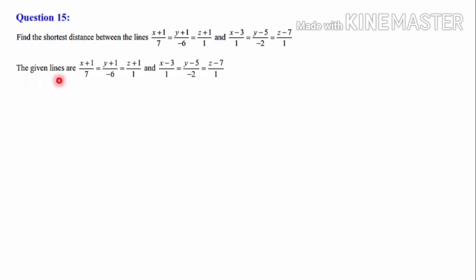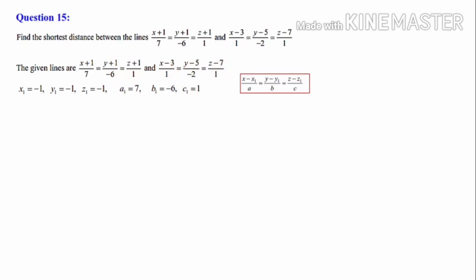So the given equations we have written, then compare them with the general form (x minus x1) by a equal to (y minus y1) by b equal to (z minus z1) by c. Then we have to write x1, y1 and z1. When you compare, here there is a plus sign, but in the general form there is a minus sign. So you have to split it, x minus minus 1. Here also the same, here also minus 1. So x1, y1, z1 will be minus 1, minus 1, minus 1. We are splitting z minus minus 1. So that minus 1 we have to take. The denominators are a1, b1, c1. That we can take. a1 is 7, b1 is minus 6, c1 is 1.